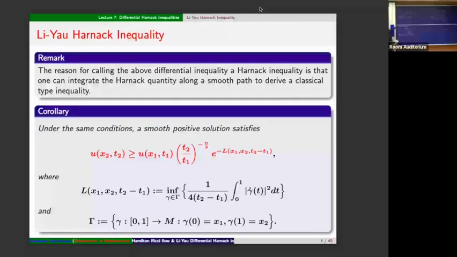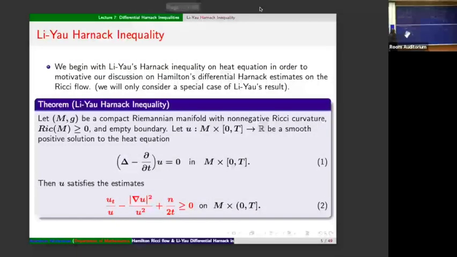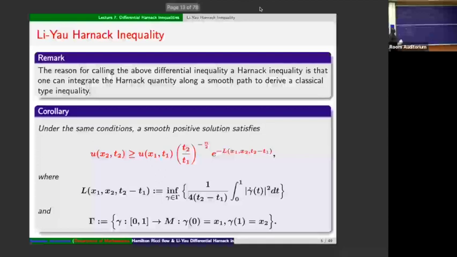Then the inequality of Li and Yau becomes an equality on this. If you put this in instead of u, because this is the fundamental solution of the heat equation on R^n, then it becomes an equality. And that's why we say this inequality is optimal. So the Li-Yau inequality is optimal.